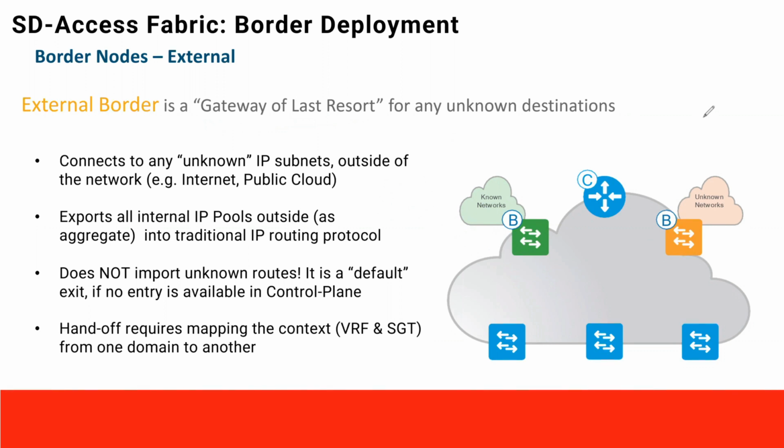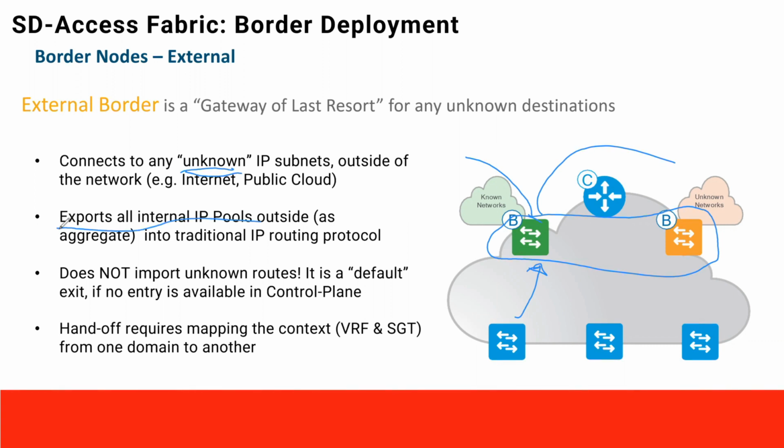The external border connects to the unknown IP subnets outside of the network. Now, if they are known networks, it won't go to the external border. It would go to the internal border. If you have assigned both roles, obviously it would come to this router, and depending on the connectivity, it will forward it to either known or unknown or the internet.